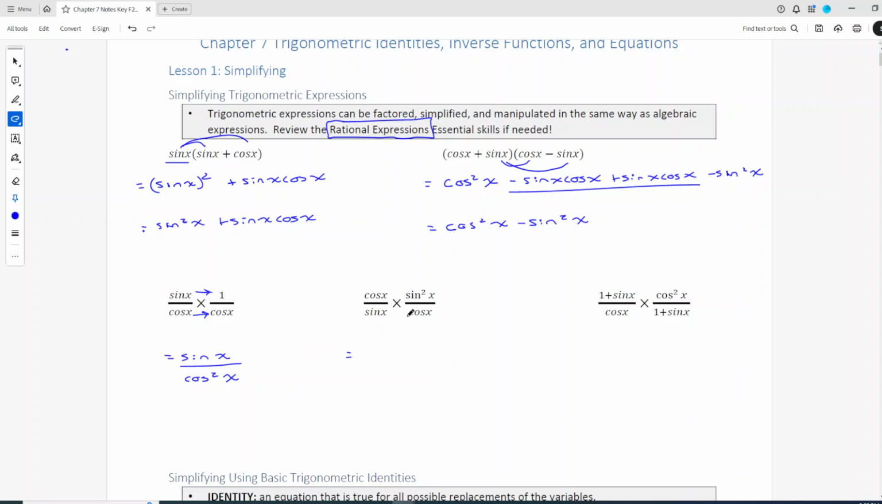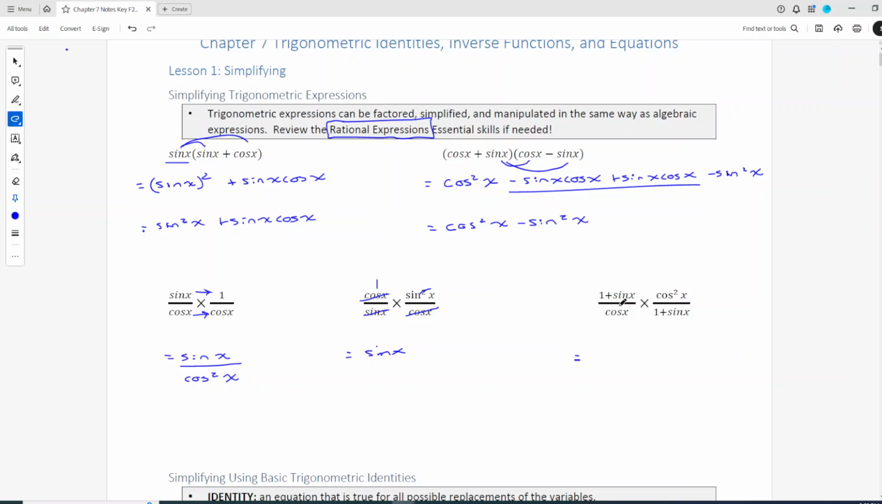Then you get to a question like this, where hopefully you see that you could simplify first. So this is cos x divided by sine x times sine squared x divided by cos x. So we can do it as cos x divided by cos x is 1. And then sine squared x divided by sine x is just a sine x. I'm left with 1 times sine x on the top, and then I'm left with 1 times 1 on the bottom, so I don't have to write anything.